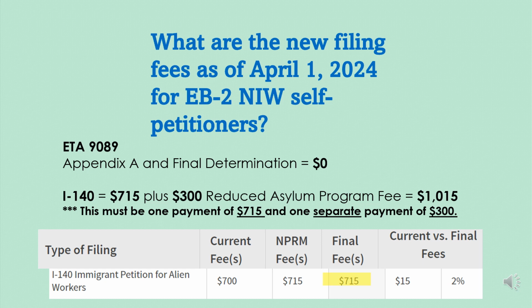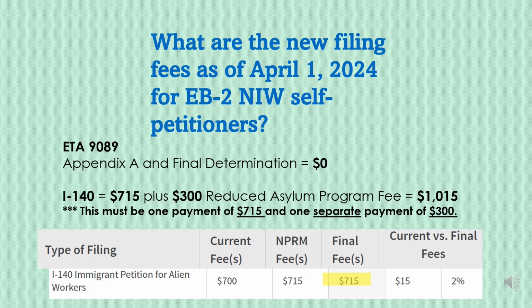As you may know, the filing fees increased on April 1st, 2024. The ETA 9089 should accompany the I-140. There is no filing fee for it, though. You just put it with your I-140.